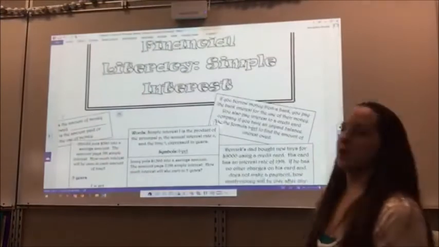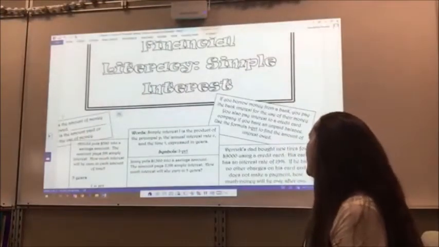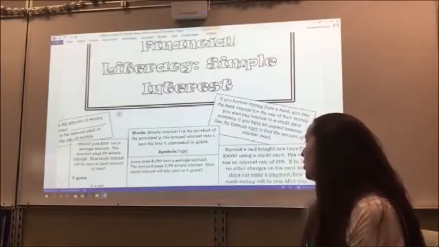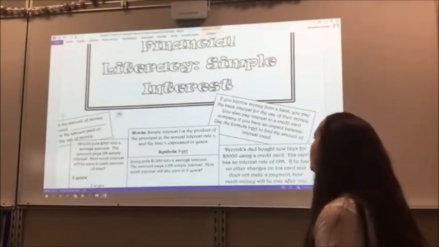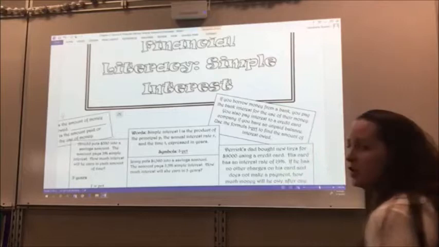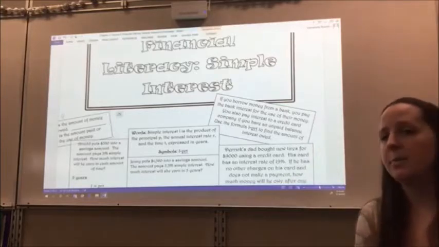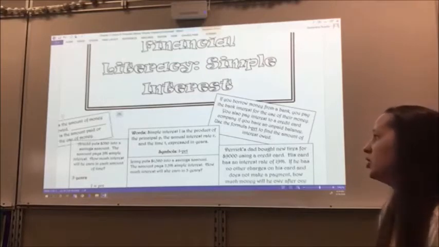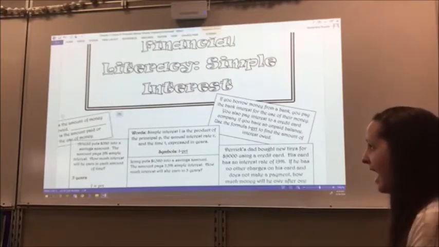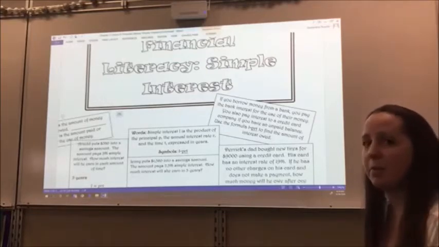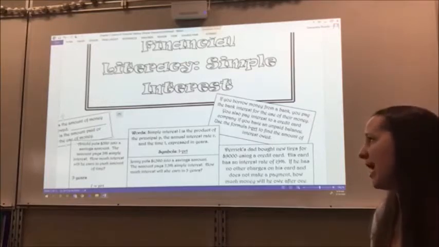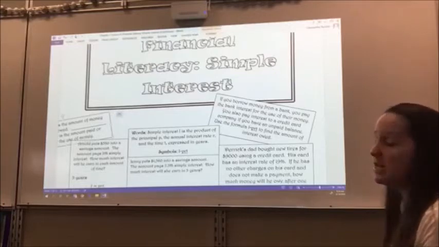Okay? All right, so like it says over here, if you borrow money from a bank, you pay the bank interest for the use of their money. You also pay interest to a credit card company if you have an unpaid balance. You're using the formula I equals P times R times T to find the amount of interest owed. So in words, simple interest, I, is the product, remember that means multiplication, of the principal P, the annual interest rate R, and the time T expressed in years, okay?